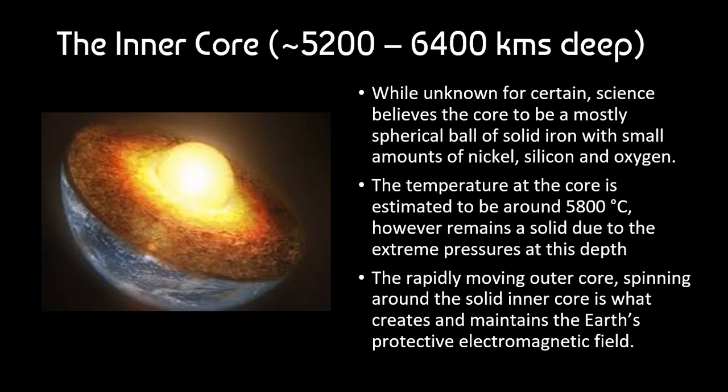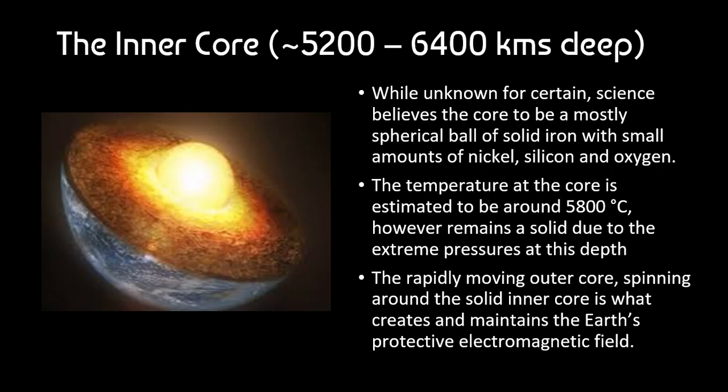Finally, we have the inner core, which goes from about 5,200 kilometers to 6,400 kilometers. So this is the middle part of the Earth. Now, science doesn't know for certain, but we believe the core to be mostly a spherical ball of solid iron with small amounts of nickel, silicon, and oxygen mixed in with it.